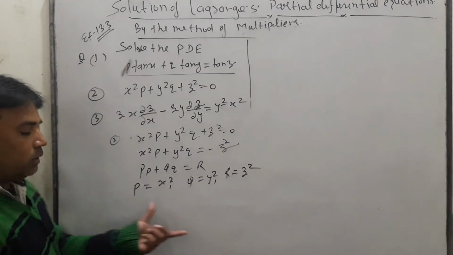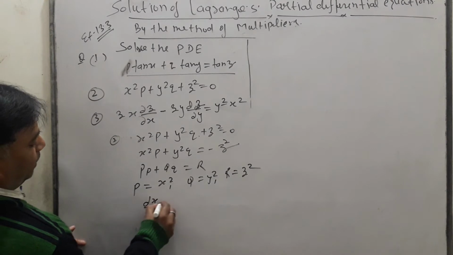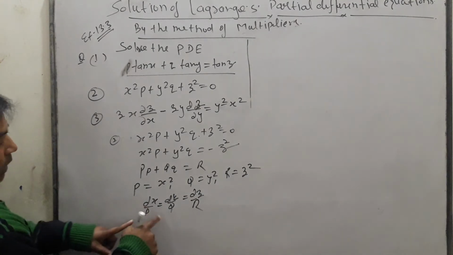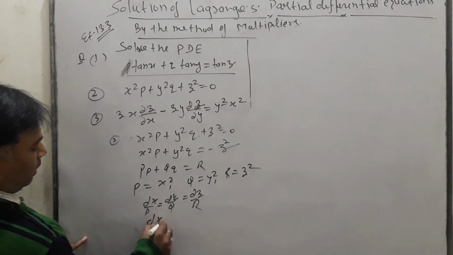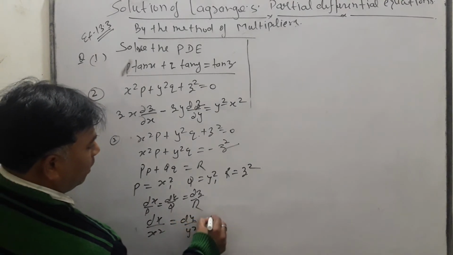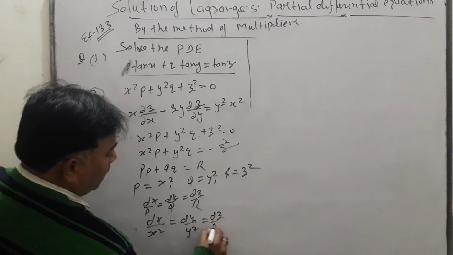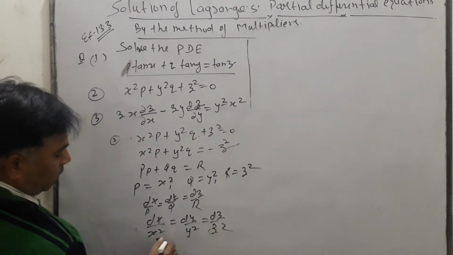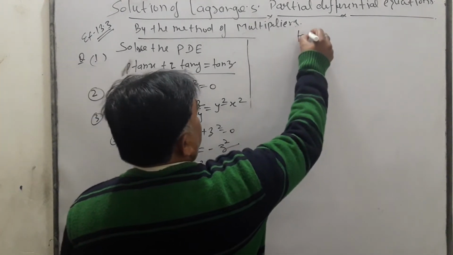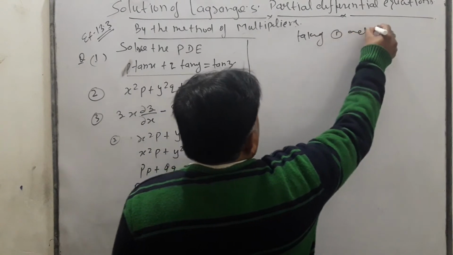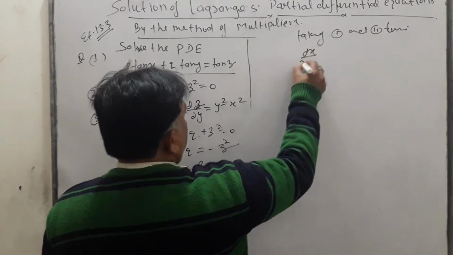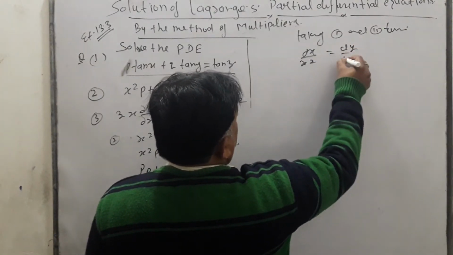Write down the auxiliary equation again: dx over P, dy over Q, dz over R. Putting the values of P, Q, R in this equation: dx over x square, dy over y square, dz over z square. Here again see the first, second, and third terms. We take the first and second terms, dx over x square and dy over y square.